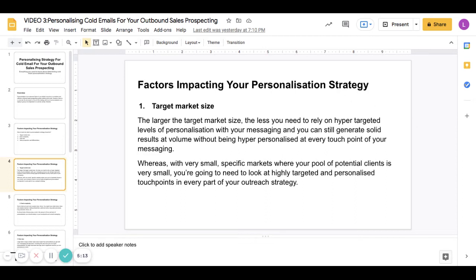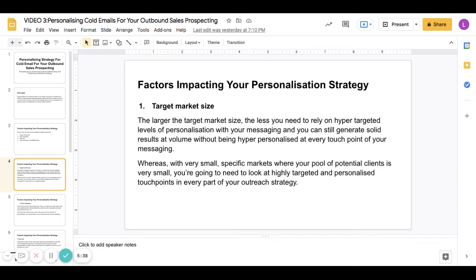Whereas when you're looking at very small, specific markets, to give you a practical example, a client that I'm working with at the moment has one of their specific target markets as the world's major global banks. And there's not a lot of them. I can't remember the numbers. There's maybe 50-odd or something like that in the world that we were looking at.